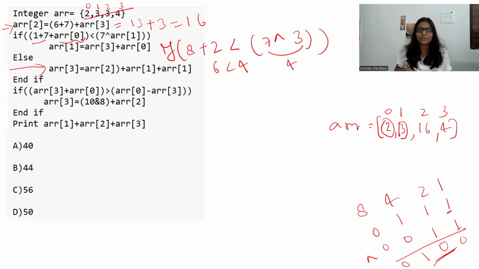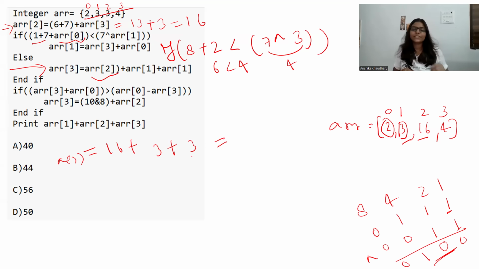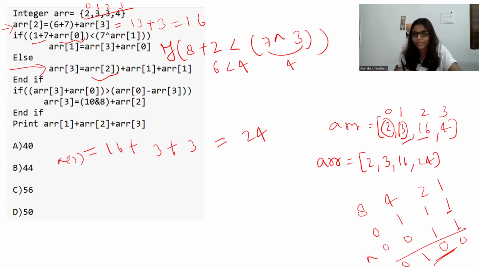We will skip that part and directly come to the else part. In else we are updating the value of array of 3, that means index 3 will be updated. Array of 3 will become array of 2, that means 16 plus array of 1, that means 3 plus array of 1, that means 3. So 16 plus 6, it will become 24. That means array of 3 will become 24. Our array is updated to 2, 3, 16, 24. At the third index of our array, we will have 24 now.